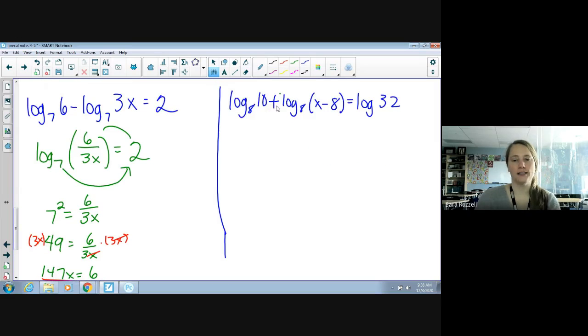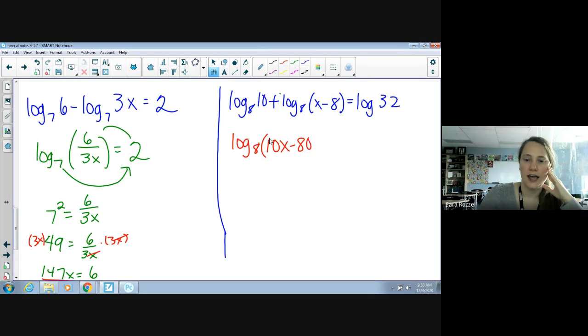Now we'll look at our plus. When you have two logs added together, plus turns into a what? What are you going to do? It's going to be times. So I'm going to have log base 8, and I'm going to do 10 times x minus 8. So that's going to be 10x minus 80. I forgot my 8 right there. Everybody okay to get 10x minus 80 from 10 times x minus 8? Just went ahead and distributed it.